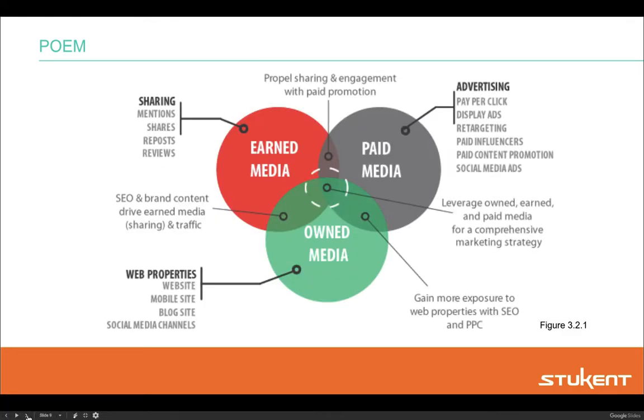This is what it looks like in graphic: paid, owned, and earned. As you can tell, owned is your social media channels. Earned is mentions and shares and reposts. Advertising is your pay-per-click and social media ads. As you can tell, they all intersect. That's why in that middle, it's so important to leverage all three areas of your social media marketing.